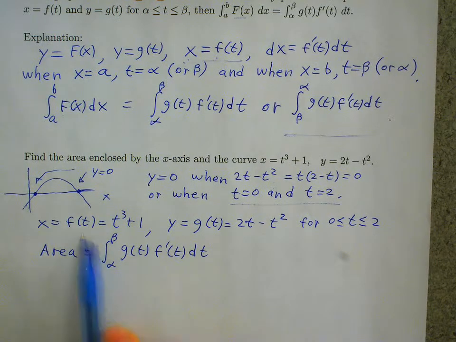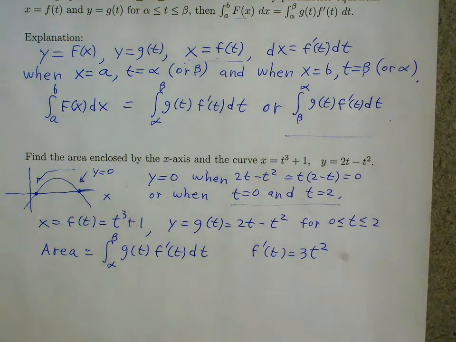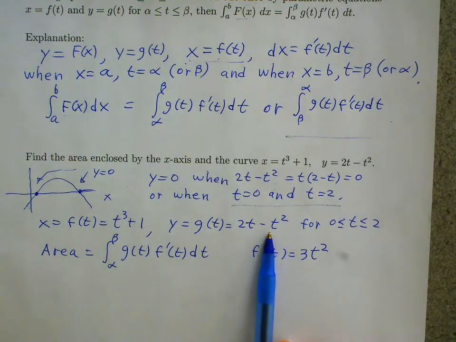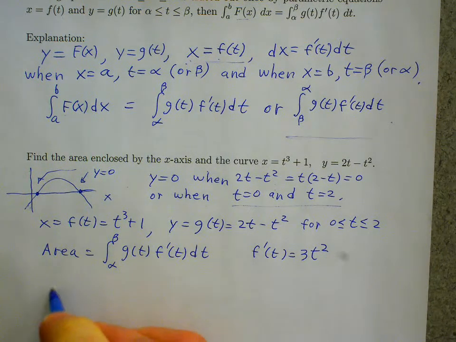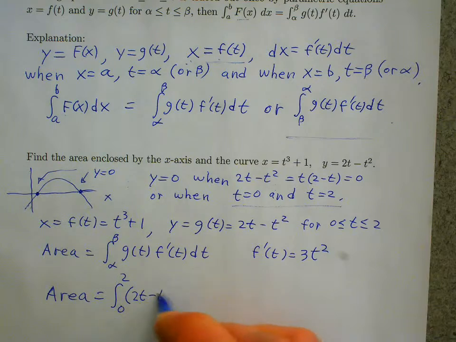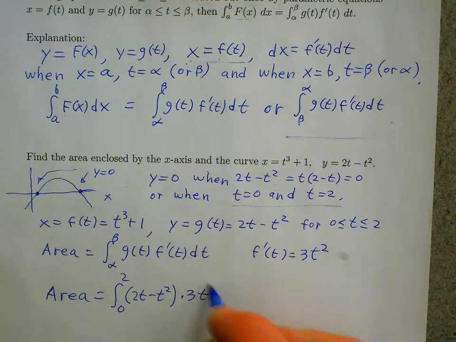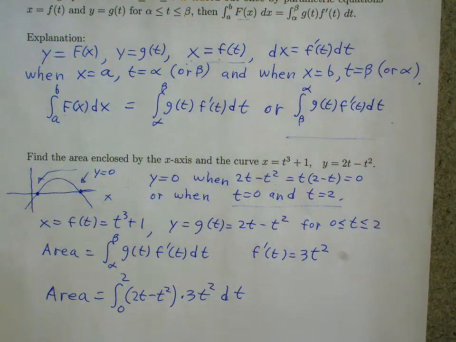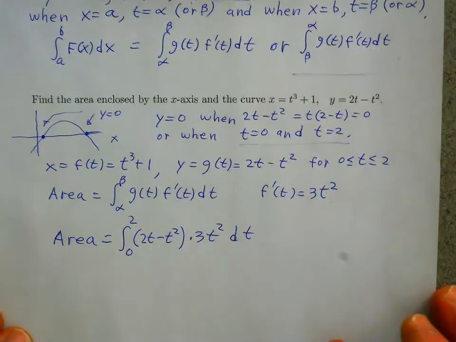Okay, so we find f prime of t is 3t to the second. g of t is just 2t minus t squared. Alpha is 0 and beta is 2. So our area is the definite integral from 0 to 2 of g of t, which is 2t minus t to the second, times f prime of t, 3t to the second, dt. Okay, so this is a pretty simple integral to evaluate. So we might as well go ahead and do it.